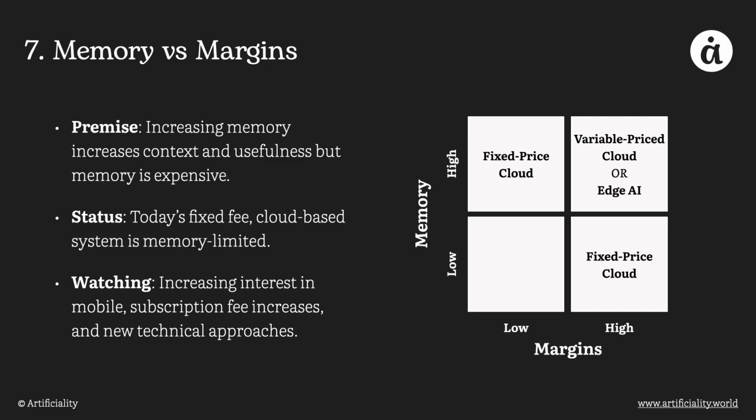The seventh is memory versus margins. Again, we talked about this in our December updates. You can go back and look at that in a little bit more detail. The premise here is that increasing the memory that the system has, meaning how much of the conversation it remembers, increases the context and usefulness.